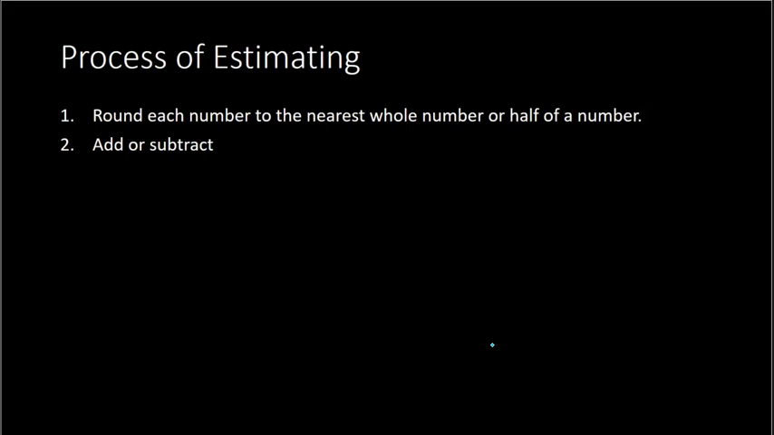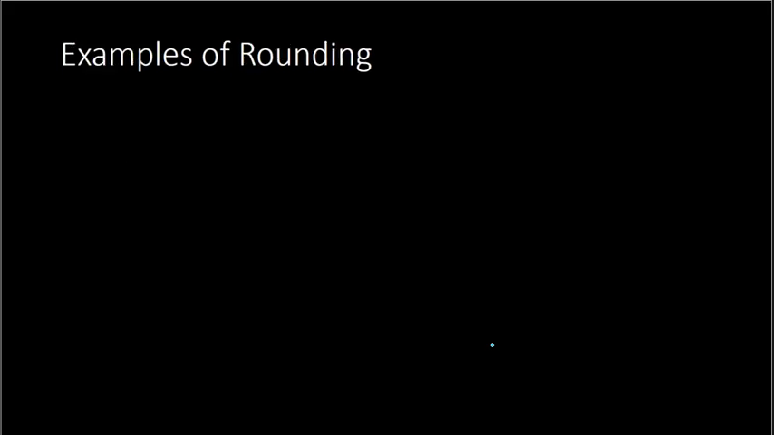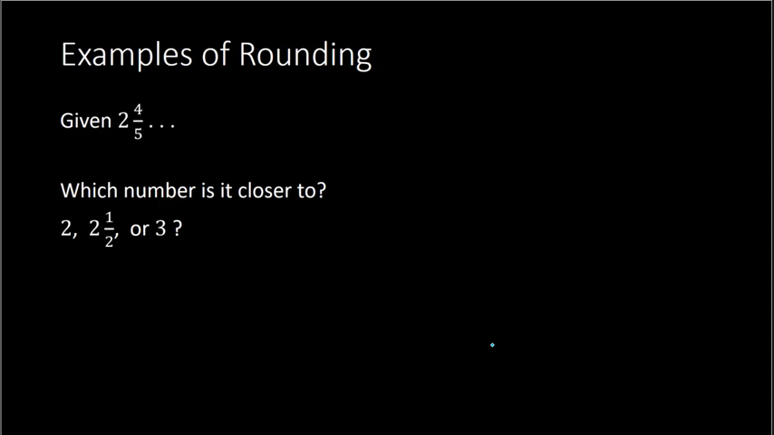So when we say round, what we mean is, for example, let's say we're given 2 4/5. What we're trying to figure out with the rounding part is which number it is closer to. Would it be closer to 2, 2.5, or 3? All right, so that's what we're trying to determine. And here 2 4/5 is closer to 3 than to 2.5 or 2. So we can round that to the number 3.